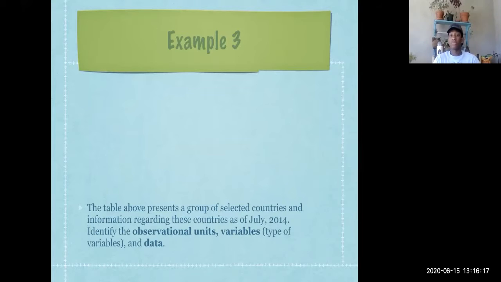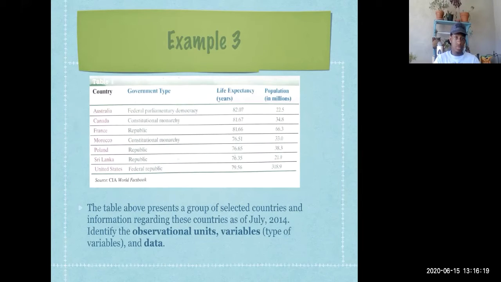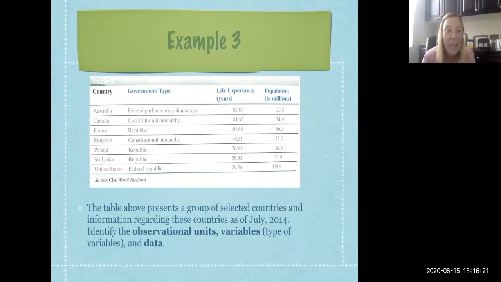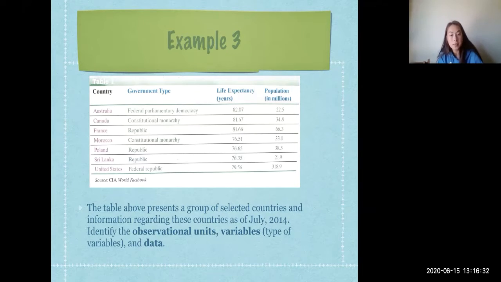Oh, now here we go. So here's a chart. Again, I can't read it because I have you all at the bottom. So Elizabeth, can you read what it says at the bottom underneath this chart? Sure. The table above presents a group of selected countries and information regarding these countries as of July 2014. Identify the observational units, variables, type of variables, and data.